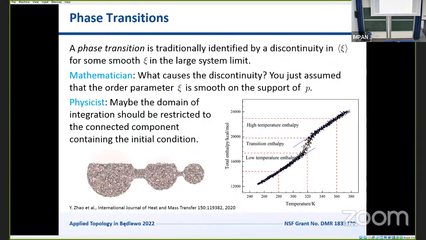Okay, so how do we test that? Well, I guess what I need to do is look at the topology of the accessible regions of the configuration space, right?